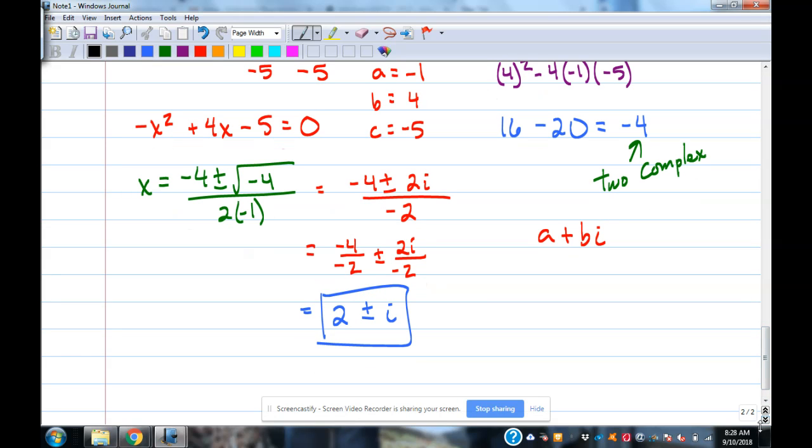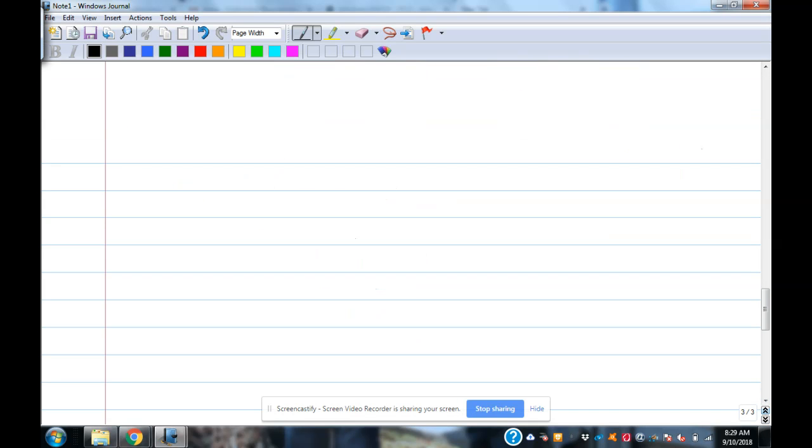I don't think in Algebra 1 you had complex solutions when you did quadratic formula. We had all of them that had either 2 real solutions or 1 real solution. So complex numbers mixed in here is a new thing for this.